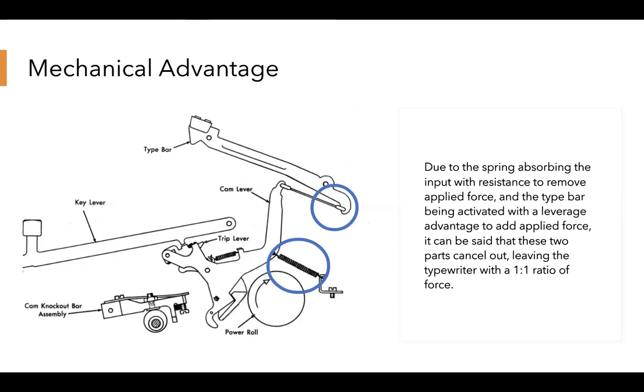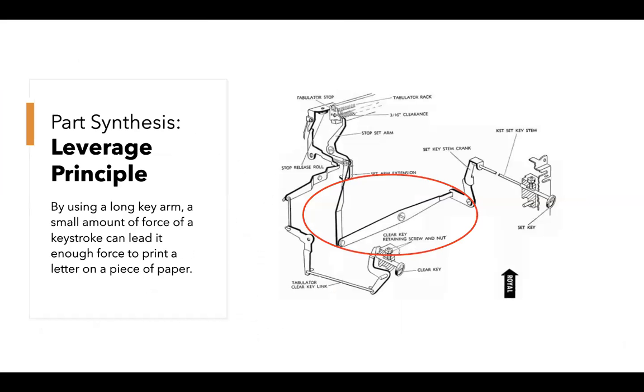Now, the mechanical advantage of the typewriter is very difficult to estimate due to how many moving parts there are, but we can make a rough approximation due to the fact that there is a spring that absorbs force due to the amount of resistance inside of it. And as well, the interaction between the cam lever and the type bar causes a leverage, which increases the amount of applied force. And we estimate that these two forces could roughly cancel out, and we're left with the 1-to-1 ratio of mechanical advantage. And I'll move on to Tim's section so he can talk about the part synthesis.